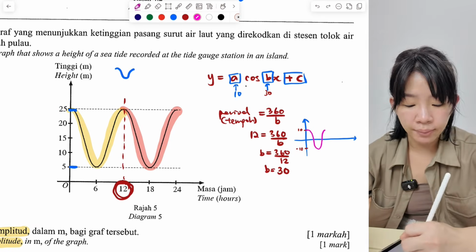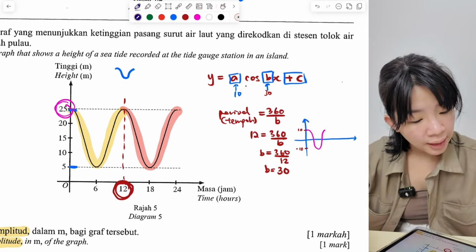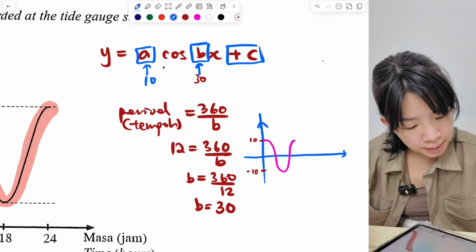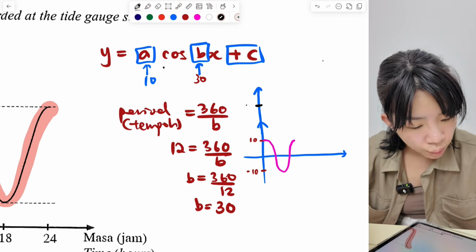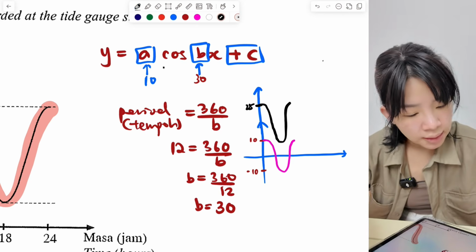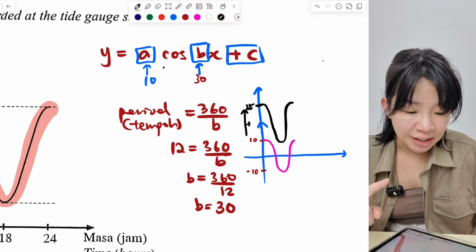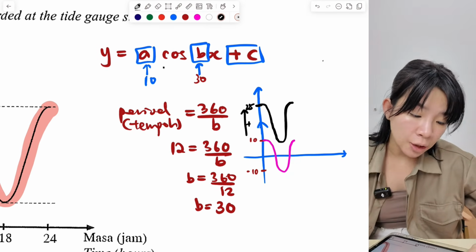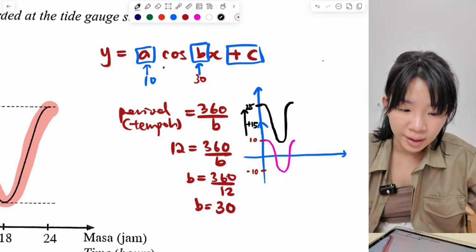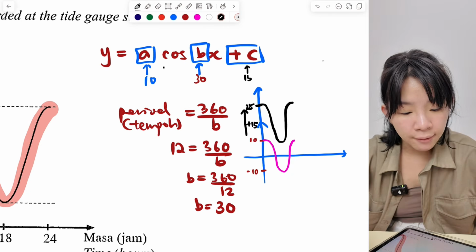So the graph starts from 25. Okay, it means it starts from 25. The graph looks like this. So from 10, go up by how much? That will be the C. So from 10, go up until 25, it goes up by 15. Do you agree? Go up by 15. So the C will be 15.